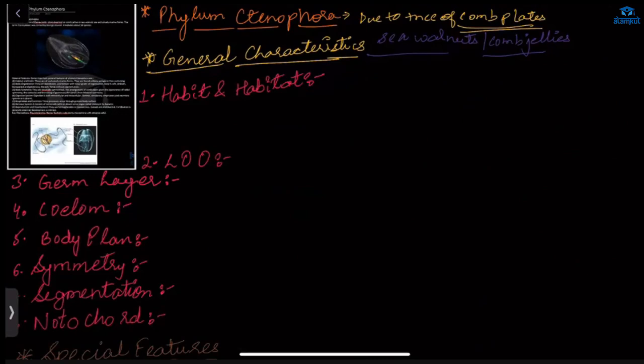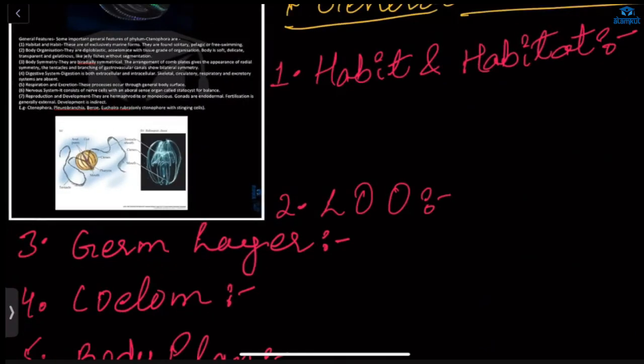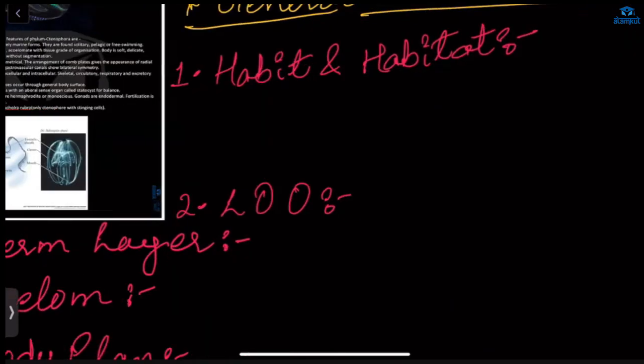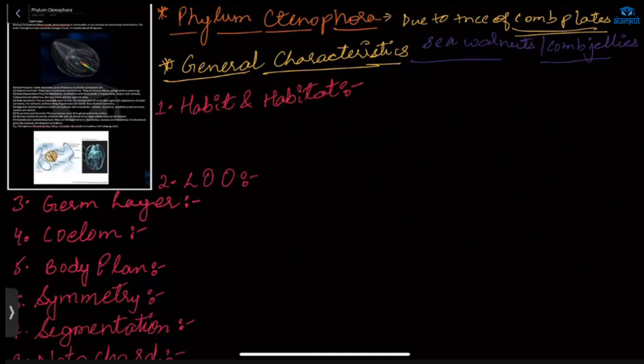Have you seen that amla? Amla has a lining-like structure and is round in shape. In the same way you can see in the figure also, they have a structure like an amla or a walnut. The body structure is somewhat matching the walnuts, or the plates formed in their body. That is why they are called comb plates, sea walnuts or Ctenophores.